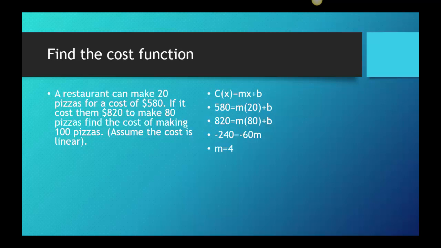Divide by negative 60. So now I have the cost per pizza is $4. That sounds about right. And then I have some kind of fixed cost. So if I put the 20 in, 20 times 4 is 80. That says the b is 500. So this said the cost it would take to make 100, I would put 100 in. 100 times 4, 400, plus 500 is 900.